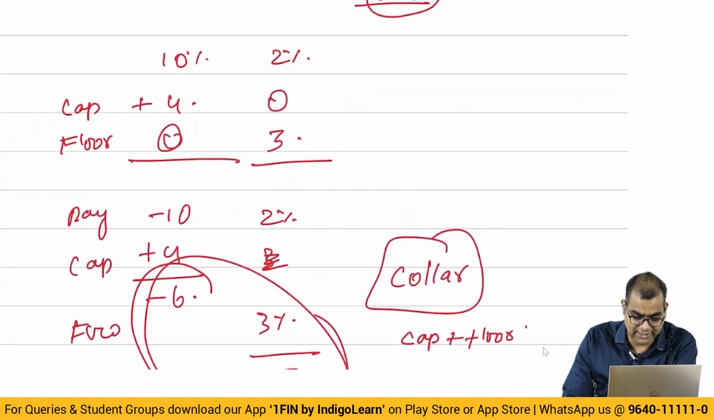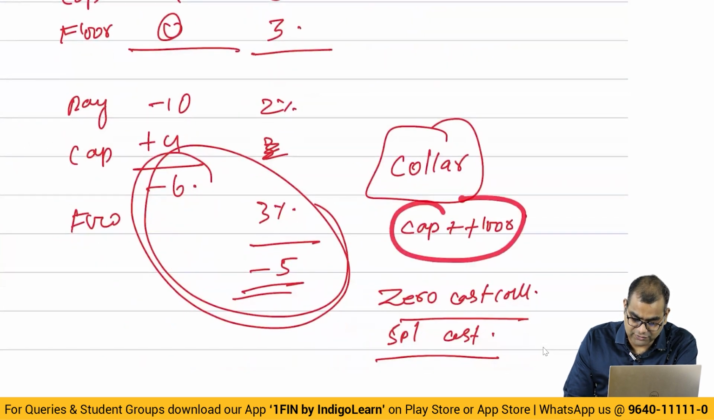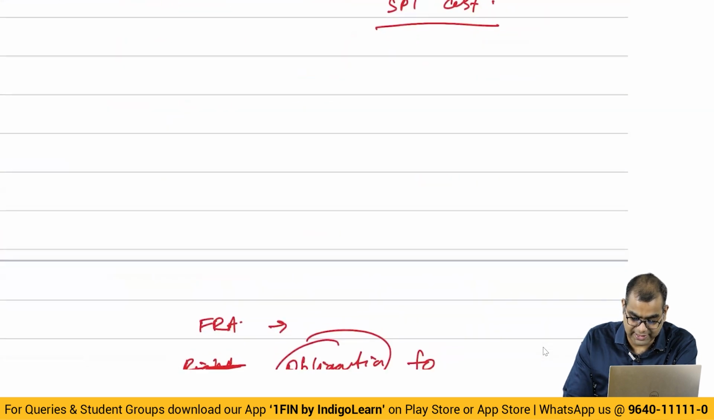I told you first, a cap is a series of calls. A floor is a series of puts. You do a cap plus floor: buy a cap plus short a floor. I explained this also, like a bank.